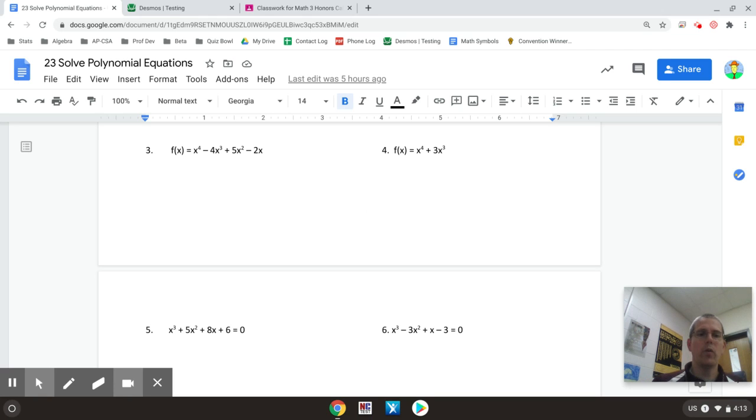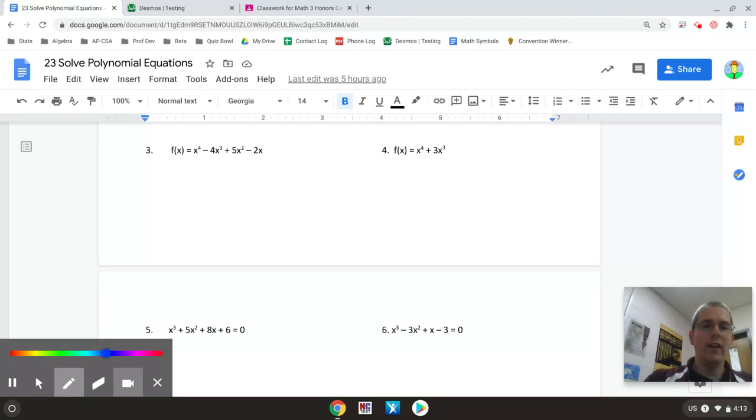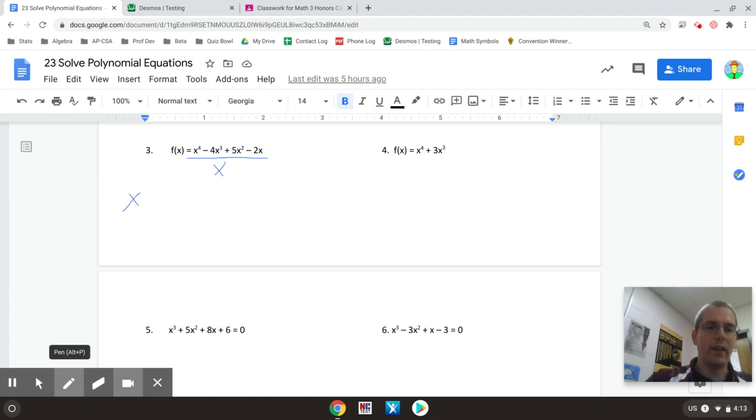Okay, we're going to go ahead and look at 3. On number 3, I need to start by taking out a GCF and factoring if I can. This one has a GCF of x, so I'll write an x in front, open my parenthesis, and then put everything I get when I divide out that x. So that's x to the third minus 4x squared plus 5x minus 2.